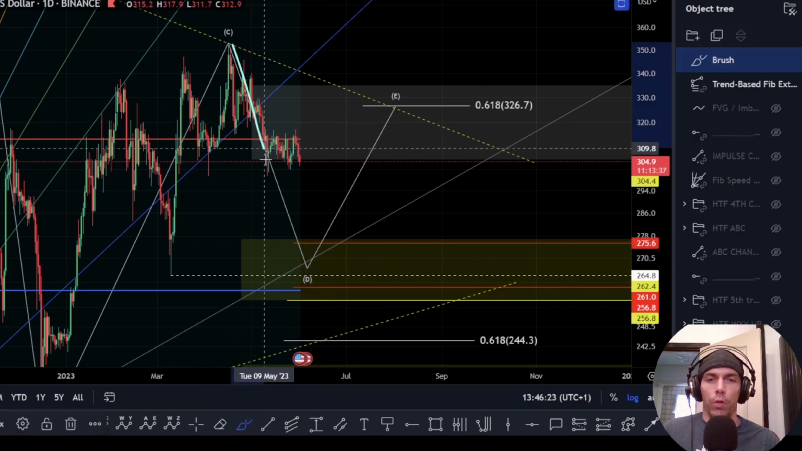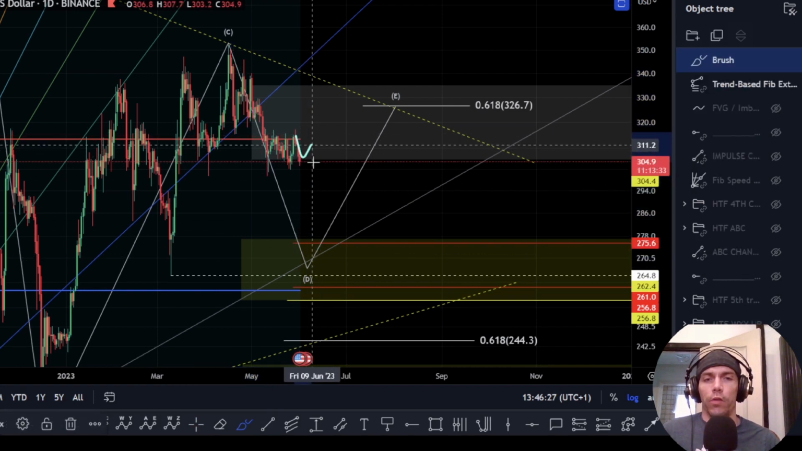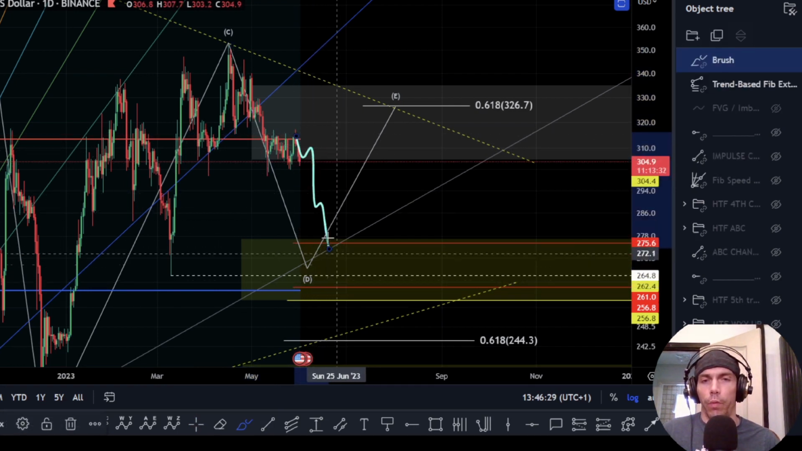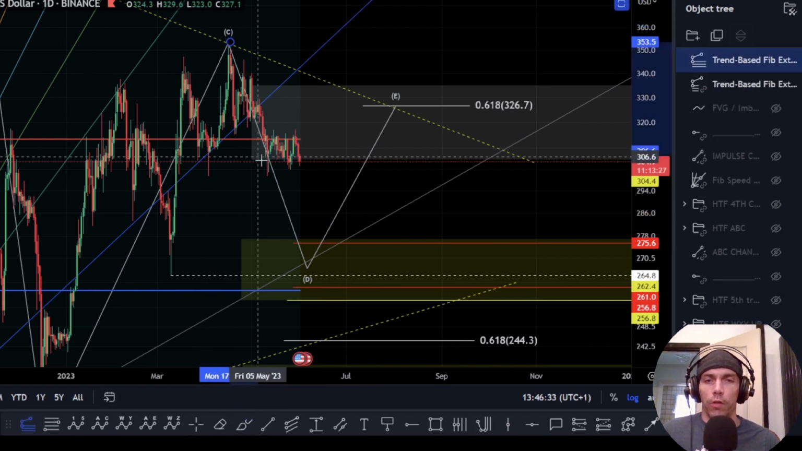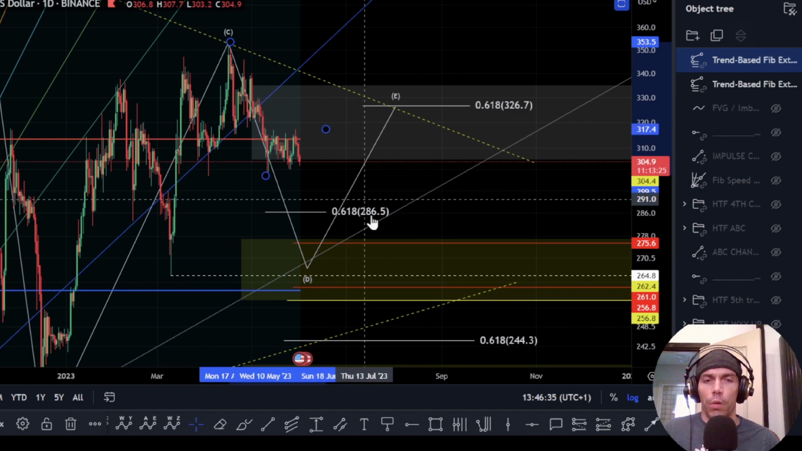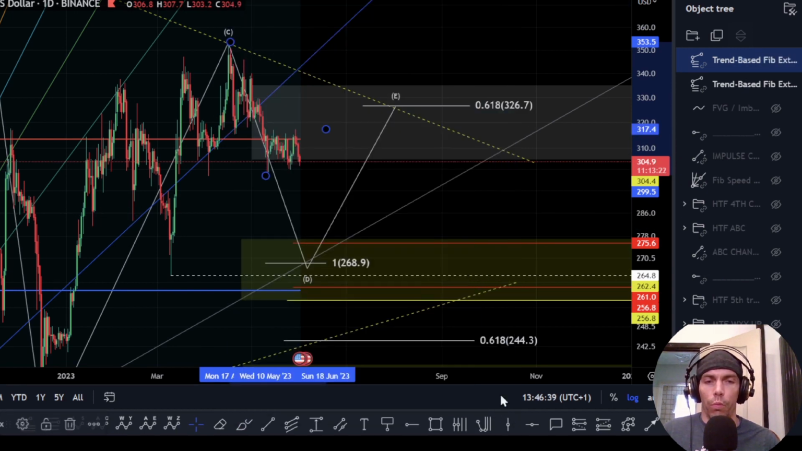Now within this count, we're looking for this as A, B, and C. What we want to see is price action starting to break down here in a 5-wave move, looking to target out this lower area. Now, if this is what we are actually looking at as a potential count, we'd be looking for that possibility of actually coming down towards this 1-to-1, which would be here at this 268.9.